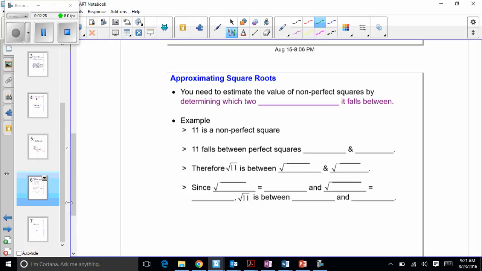We go down here to the bottom. You need to estimate the value of non-perfect squares. You gotta determine which two whole numbers it falls between. 11 is a non-perfect square. If it was just a little bit bigger, I would love for it to be 16, so I'd be trying to find the square root of 16. If it was just a little bit smaller, then I would try to find the square root of 9. Those would be nice. Therefore, the square root of 11 is between 9 and 16. Since the square root of 9 equals 3 and the square root of 16 equals 4, then the square root of 11 is between 3 and 4.